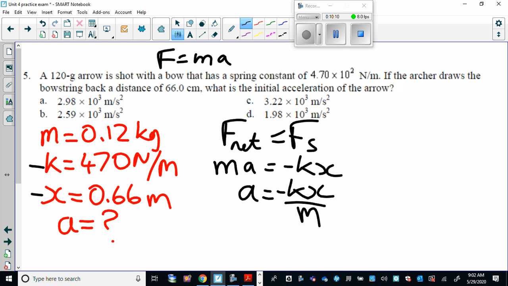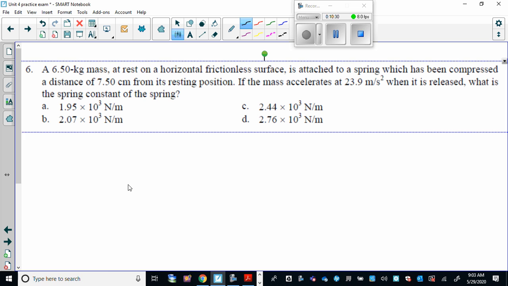It doesn't make any difference which method you use. The first or the second, you're going to get the same answer. Either way, once you plug those numbers in, you've got everything there. It turns out you get an answer of 2.59 times 10 to the 3 meters per second squared.